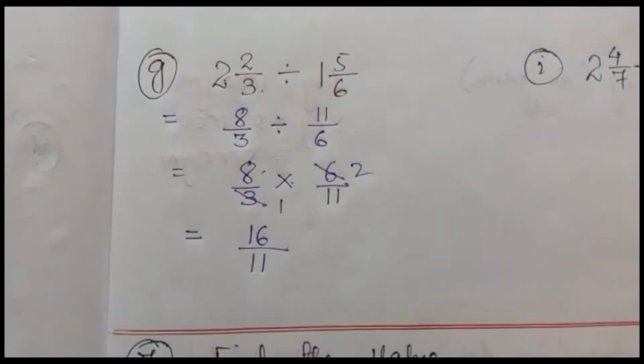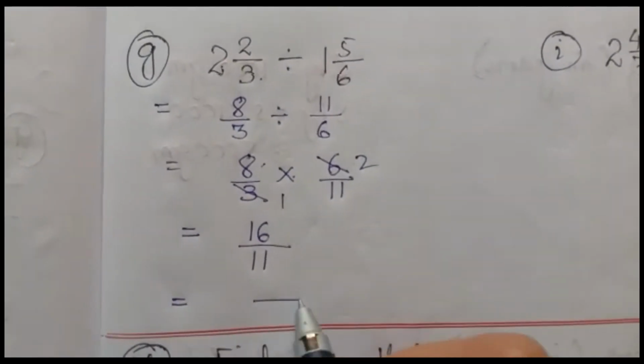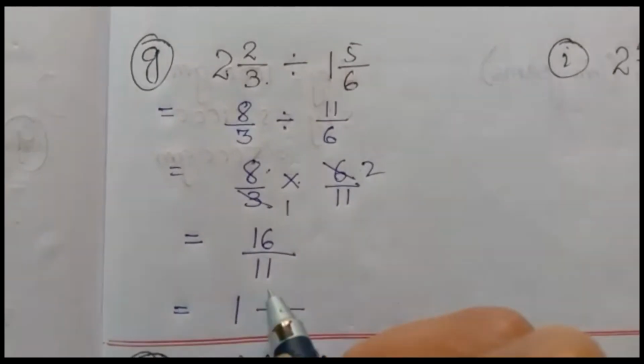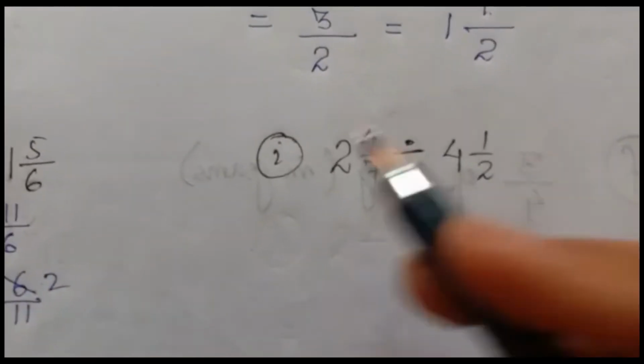Again this is an improper fraction whose numerator is more. Now we will convert into mixed fraction. 11 1s are 11, 5. This is your answer, 1 5 by 11.